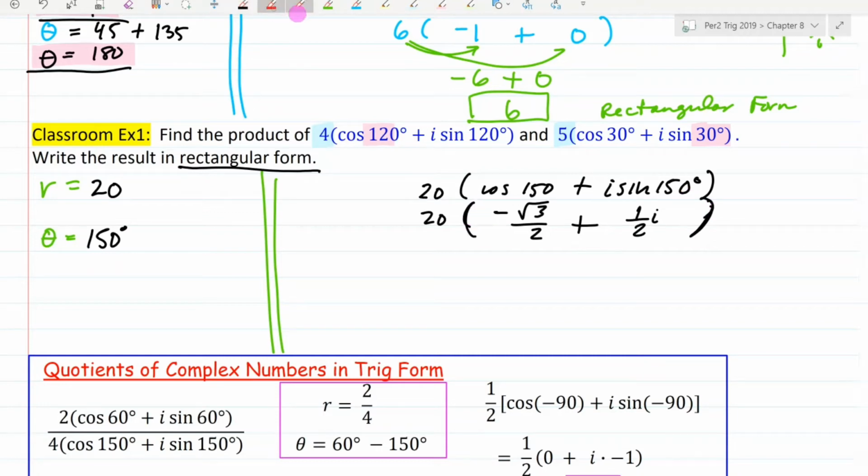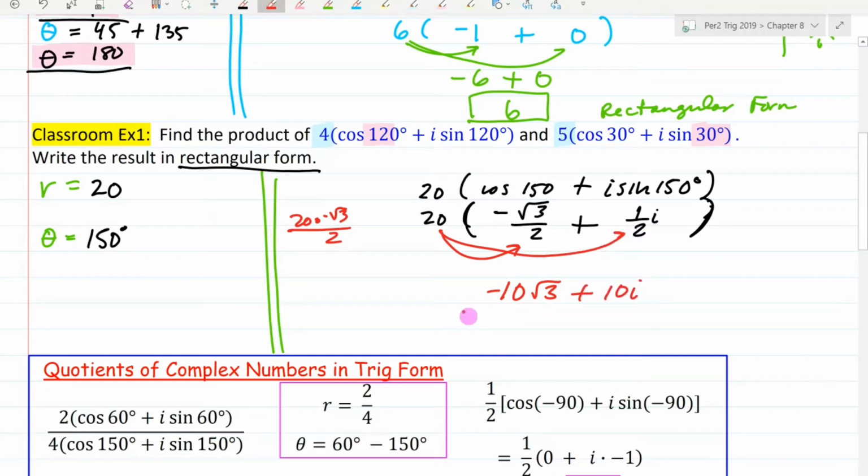Then if you distribute and multiply 20 times this, you get 20 times negative radical 3 over 2, so this becomes negative 10 radical 3, and then 20 times a half is 10. And this is your answer in rectangular form. That's a plus bi. And again, in a picture, you can work that out.